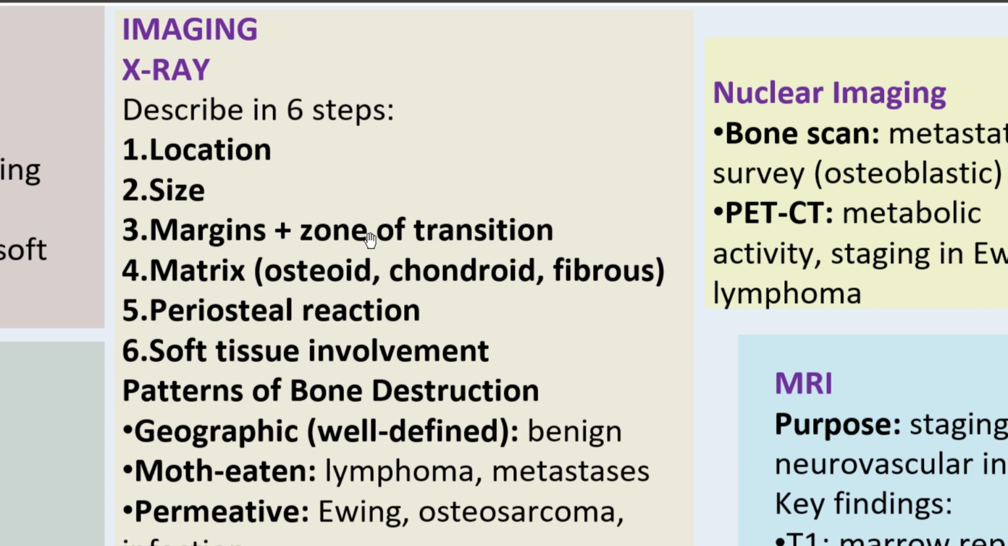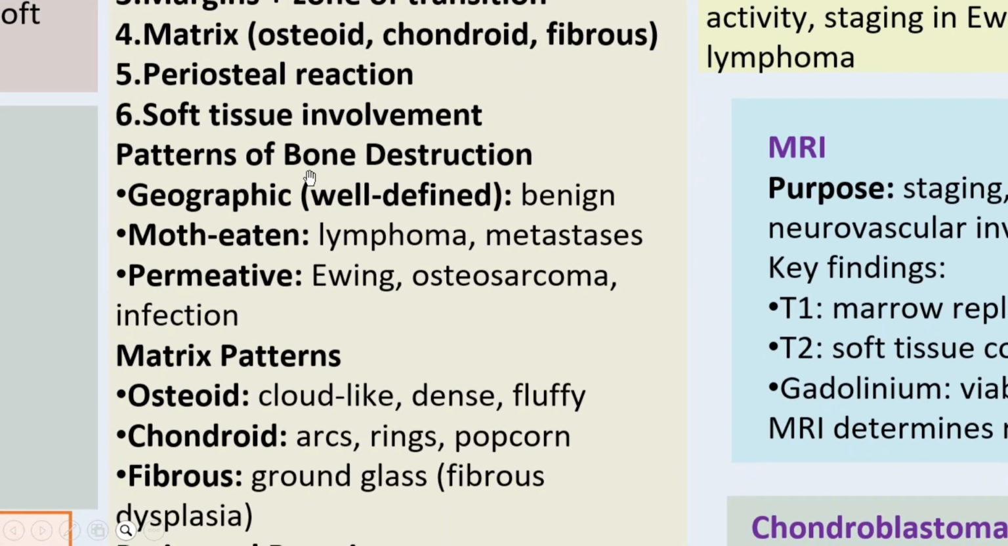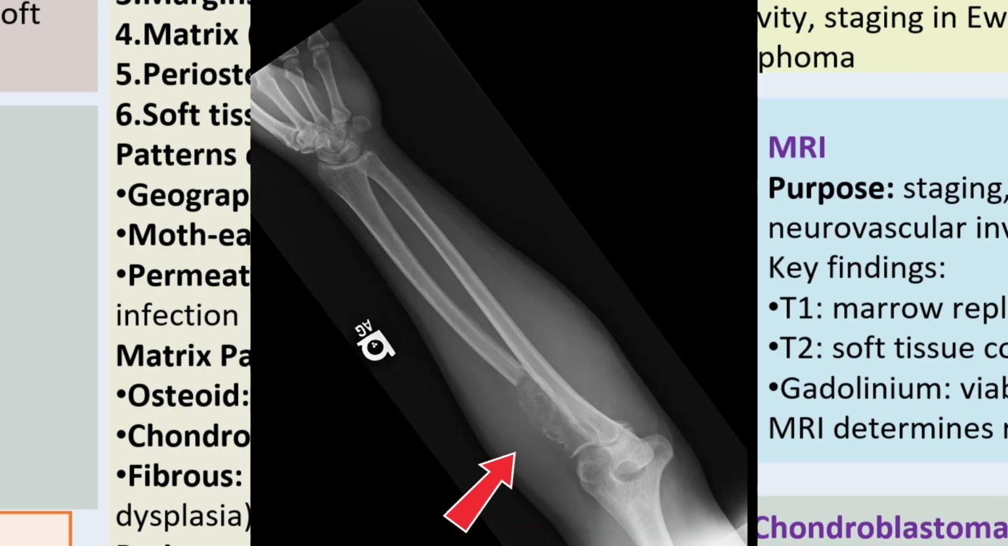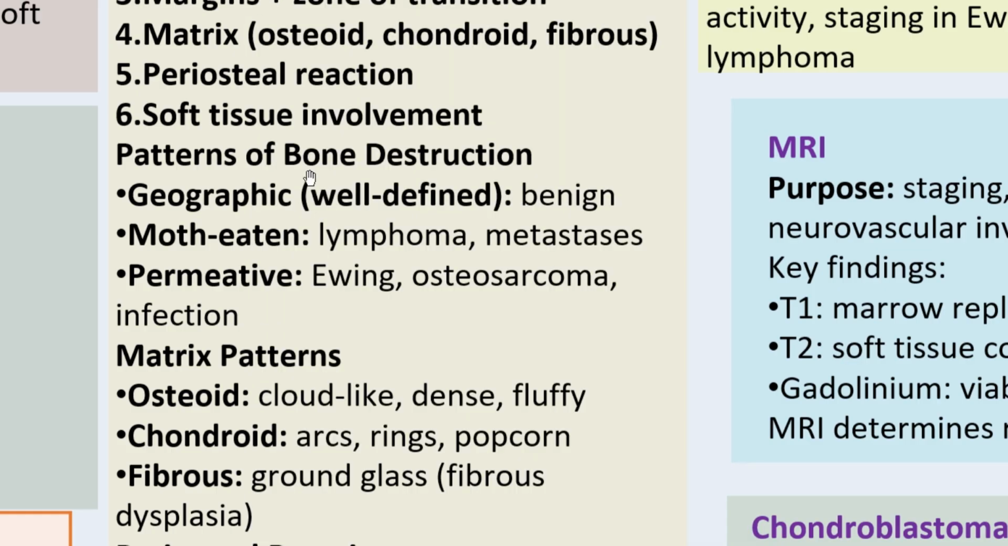So look at the patterns of bone destruction. We have the geographic, which is going to be well defined. So you have well defined borders, that's a sclerotic rim and things like that. Think about a benign tumor. If it appears moth-eaten, you're thinking about lymphoma or metastasis. Moth-eaten is like very many lytic lesions within the bone, like something has been biting away. We think about lymphoma and metastasis. Then if it's permeative, we think about Ewing sarcoma and osteosarcoma, then infections also.